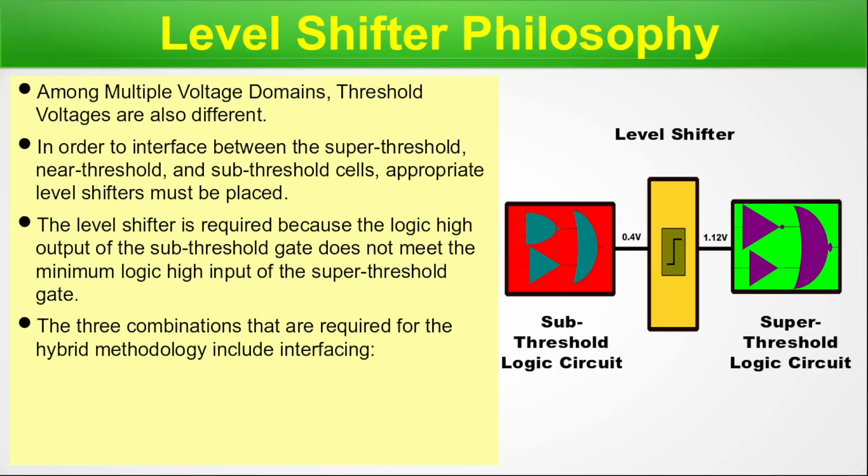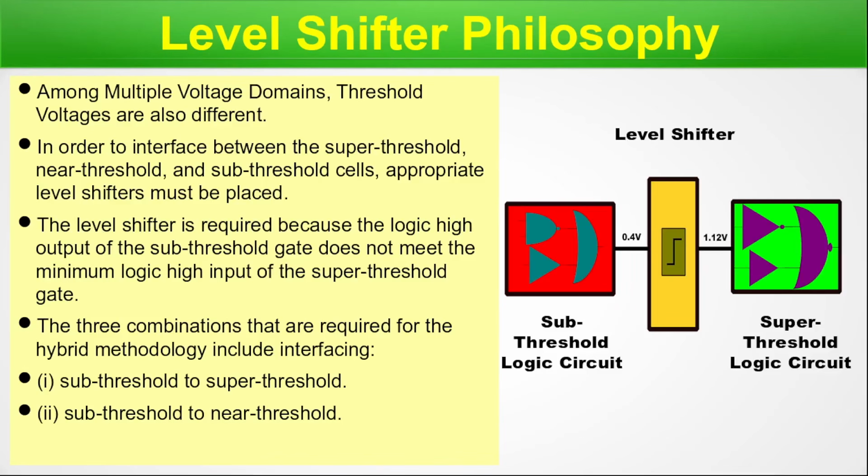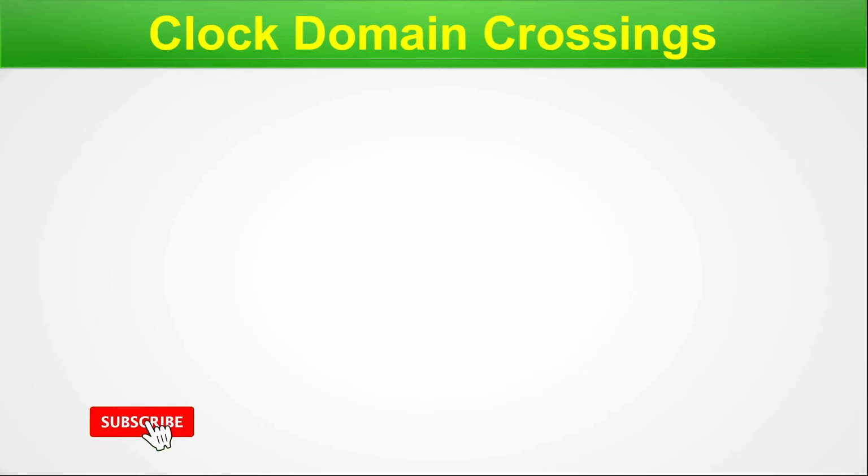The three combinations required for the hybrid methodology include interfacing of sub-threshold to super-threshold, sub-threshold to near threshold, and near threshold to super threshold. So when a circuit has multiple VTs, we will see multiple combinations of the last three bullets we have just discussed. We are done with this particular slide, so let's move on to the next slide.